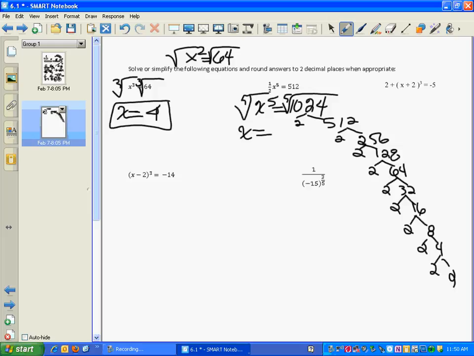I need them in groups of how many? 1, 2, 3, 4, 5. I can take out a 2. 1, 2, 3, 4, 5. I have another 2 that I can take out. So my answer is 4. Did you follow that? If you want to get the right answer. It won't always come out pretty.